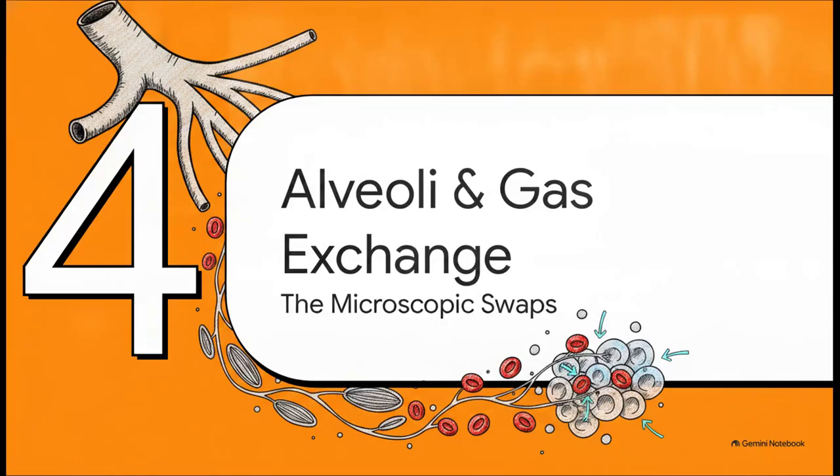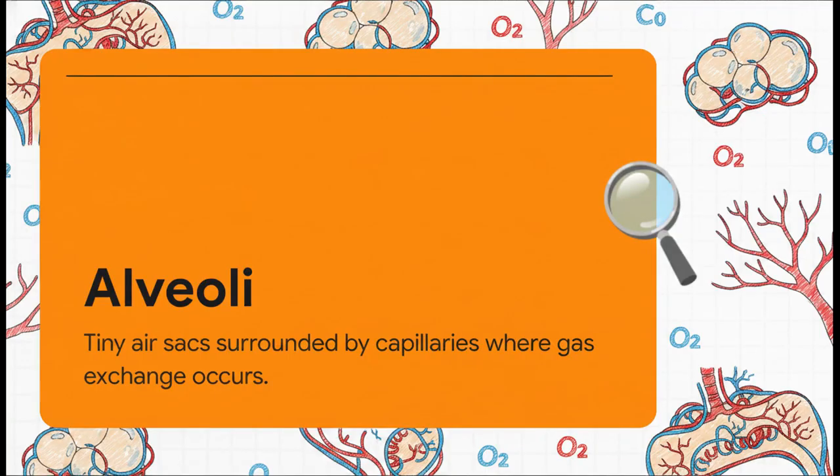Let's zoom in a bit for Section 4, alveoli and gas exchange. Zooming all the way past those major airways brings us to the real stars of the show, the alveoli. These are tiny, balloon-like air sacs clustered at the very ends of the bronchioles, and they are completely wrapped in a microscopic net of blood capillaries. This incredibly thin barrier between the air and your blood is where respiration literally happens.